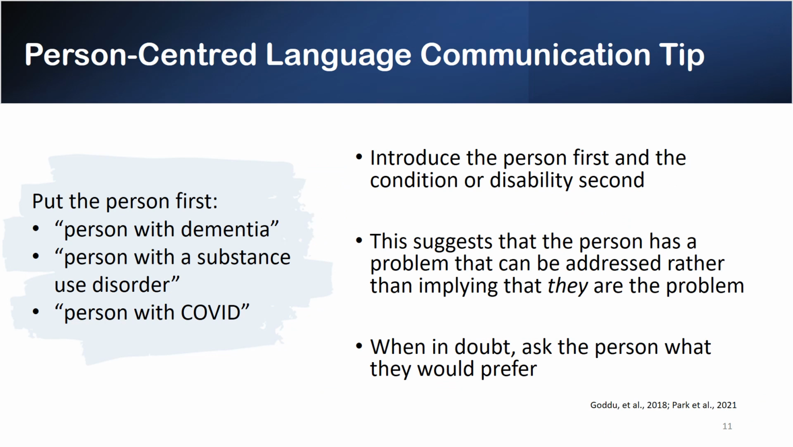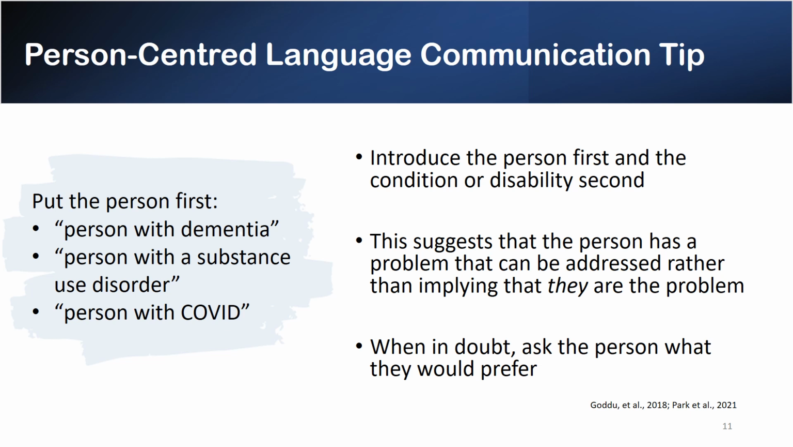Person-first language helps us to see the person, rather than only the diagnosis, and helps to reduce the potential for stigmatization. Introducing the person first and the condition or disability second suggests that the person has a problem that can be addressed, rather than implying that they are the problem.